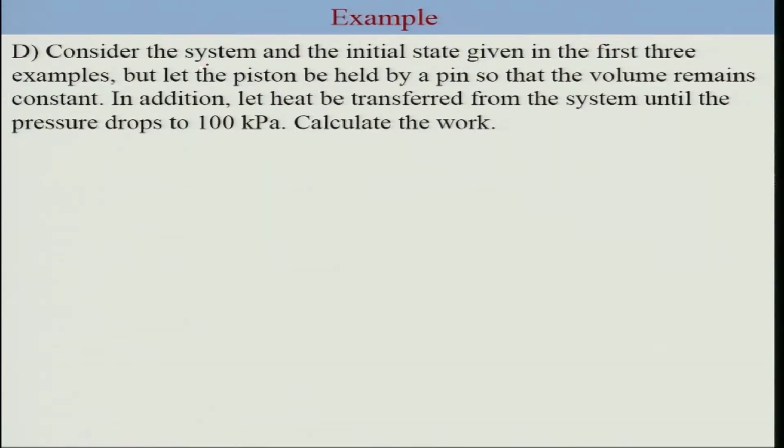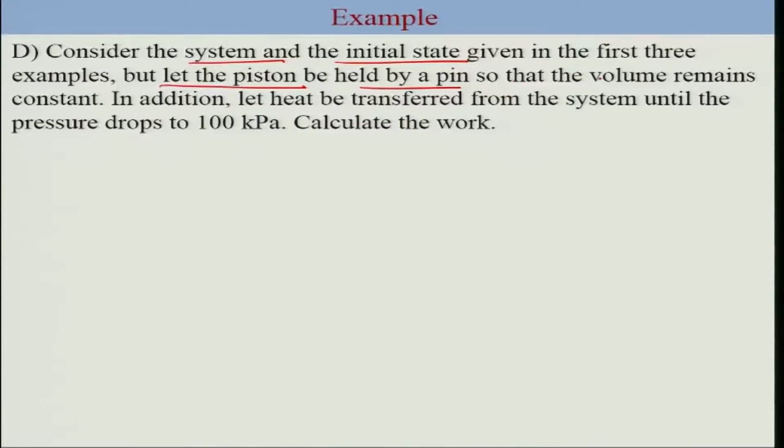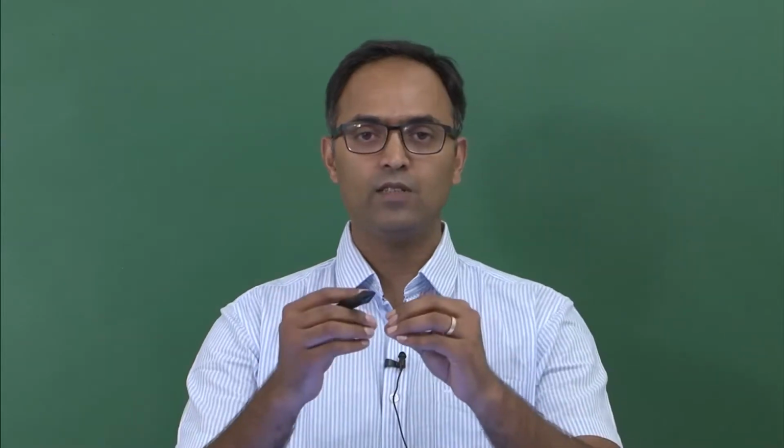Okay, so let's take a last case for this example. In this case you have the same system, same initial condition, but let the piston be held by a pin, which essentially means that the volume will remain constant in this process. Now, in addition, let heat be transferred from the system until the pressure drops to 100 kilopascal. So you have a system where you do not allow the volume to move, but you allow heat to transfer from the system to the surroundings.